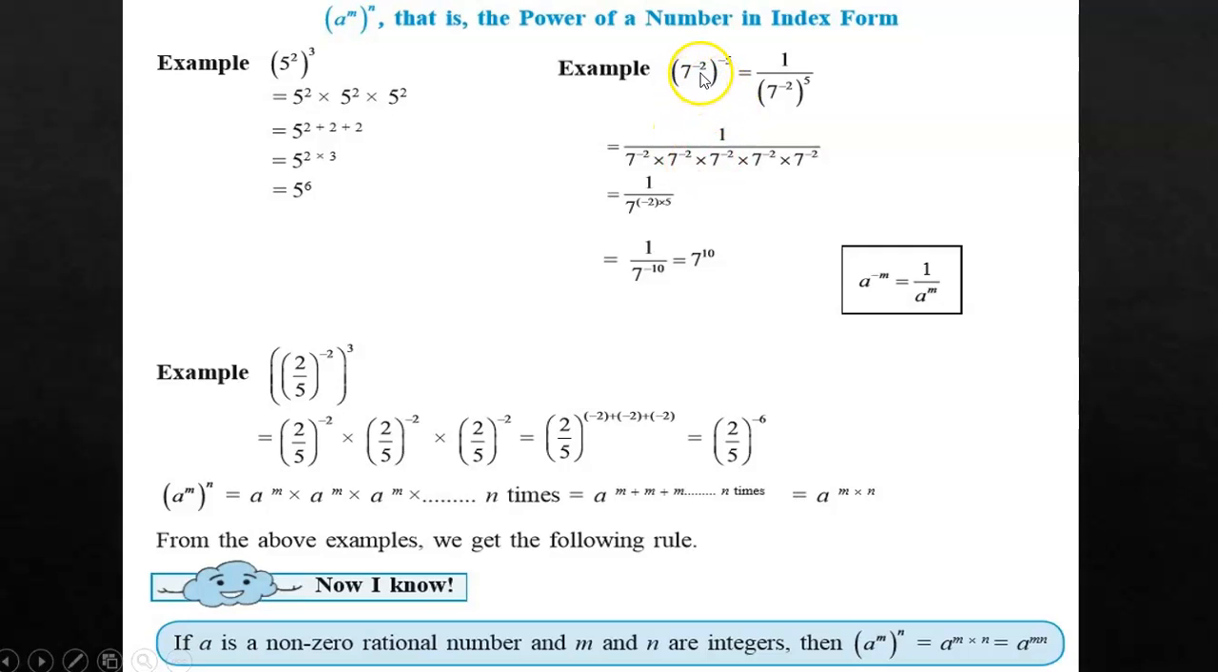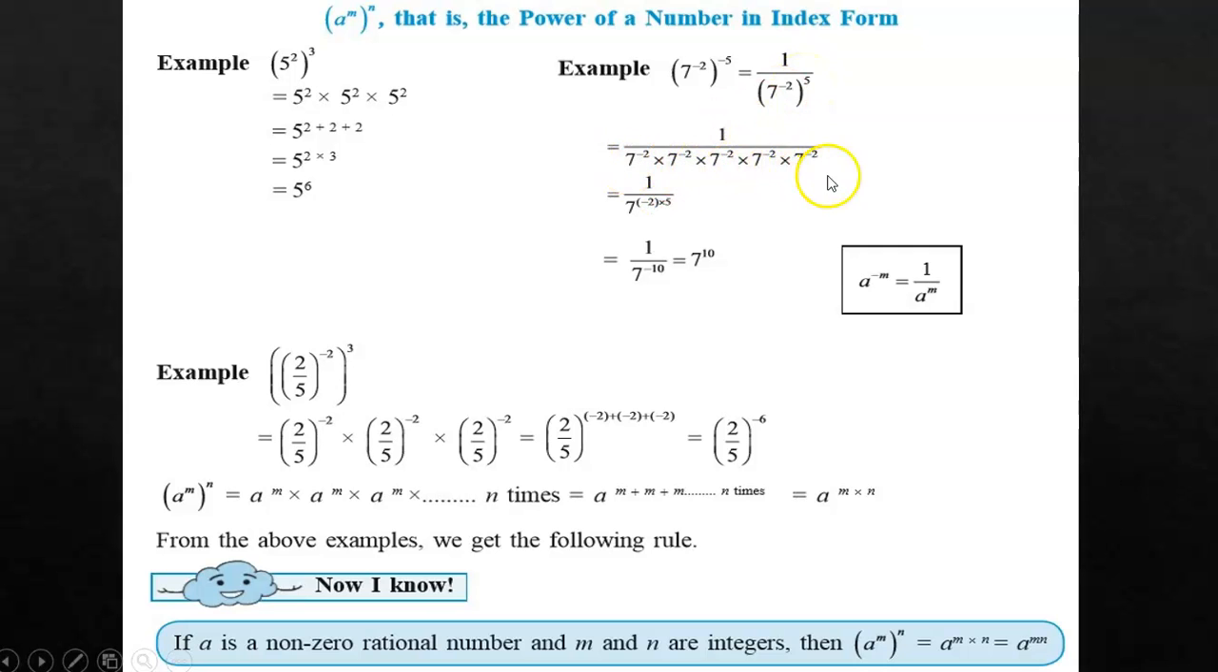Now look at this example. 7 raised to minus 2, this whole raised to minus 5. So what is the meaning now? This first I have to remove the negative sign. So what have I done? Which is equal to 1 upon 7 raised to minus 2 the whole raised to 5. So my first negative sign is gone.